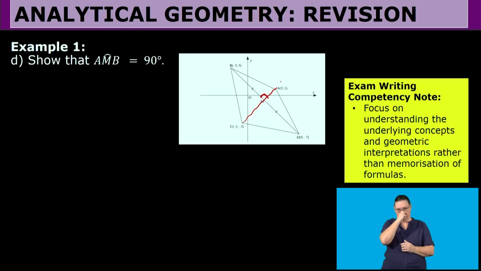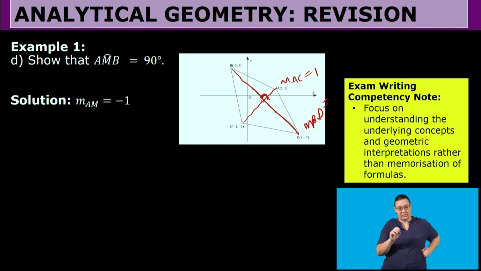So I've got that the gradient of AC is equal to 1. If I want to show the angle at the point of intersection of these two lines is 90 degrees, in my mind I start thinking, well, the quickest way to do that is to show that they are perpendicular by finding the gradient of BD. Because remember, the product of perpendicular lines, the product of their gradients is negative 1. So if I work out the gradient of BD and I can show that when I times it to the gradient of AC, my answer is negative 1, it means that angle AMB must be 90 degrees.